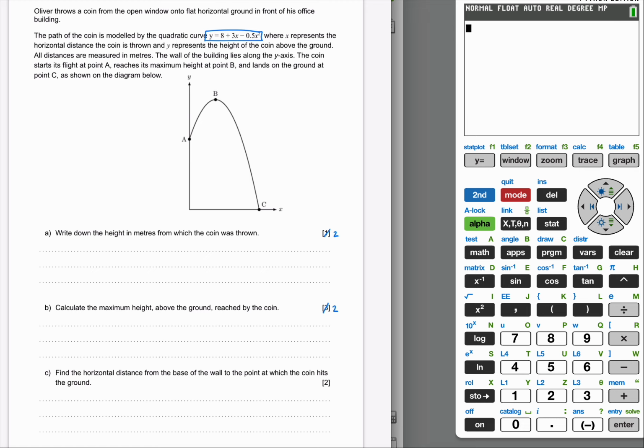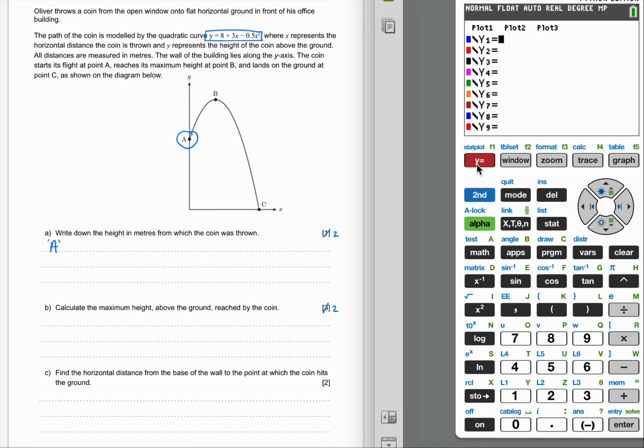So the first one is to write down the height from which the coin was thrown. So for this, part of the question is interpreting what that means, and it just means find A, which is where it crosses the y-axis.